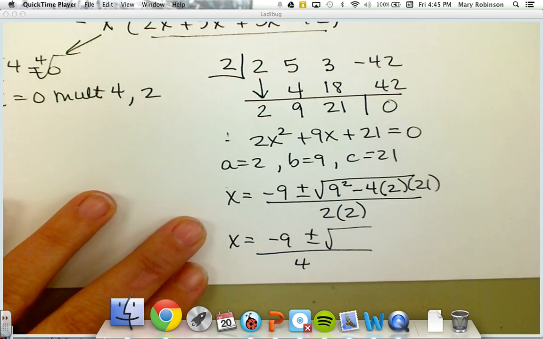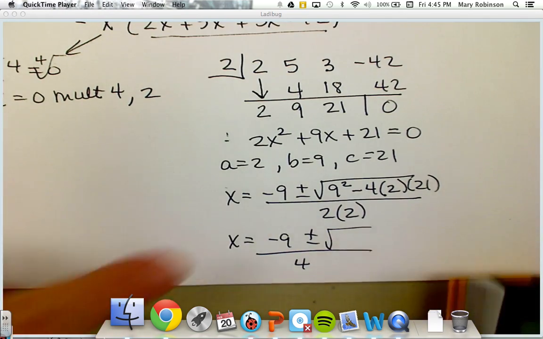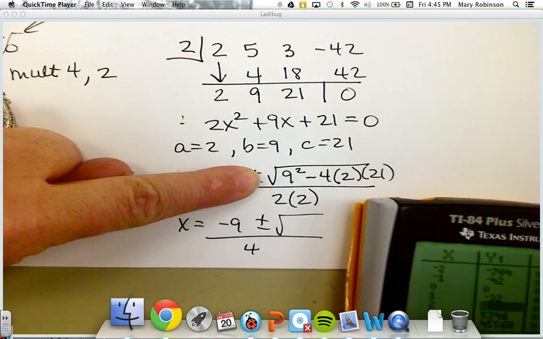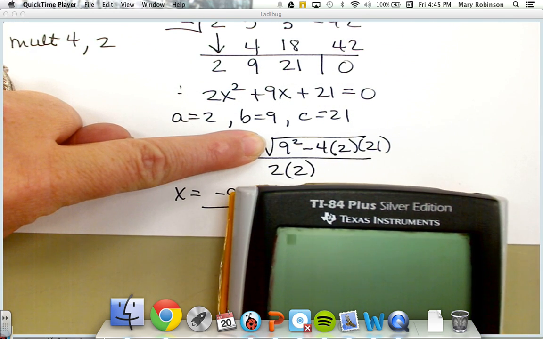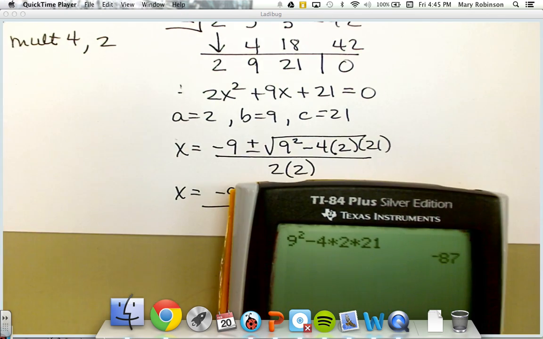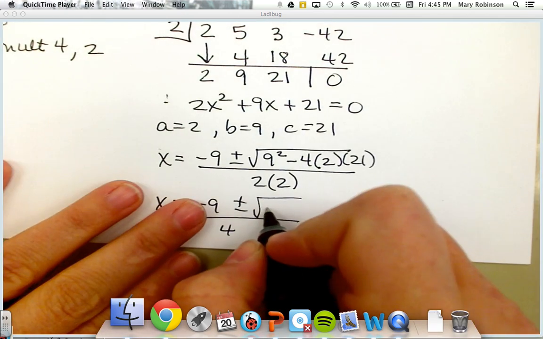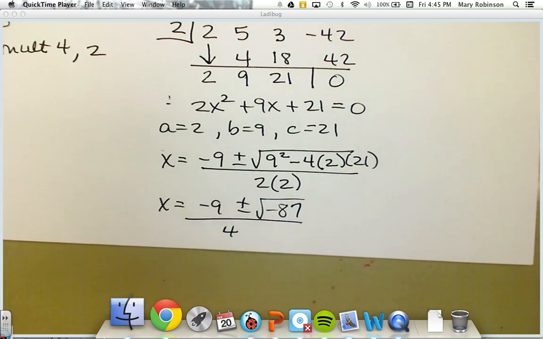So notice I always fill that in, but then go and find the discriminant. Not using my radical, I'm just going to go to my home screen and type this in. 9 squared minus 4 times 2 times 21. And we get negative 87. From here we want to simplify.